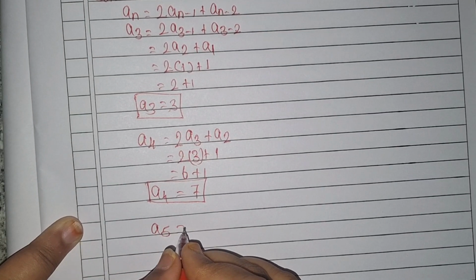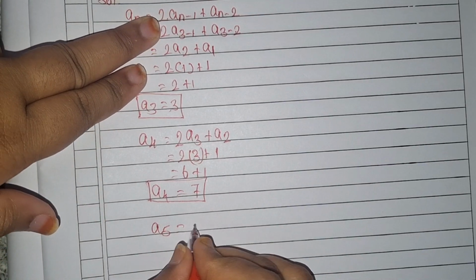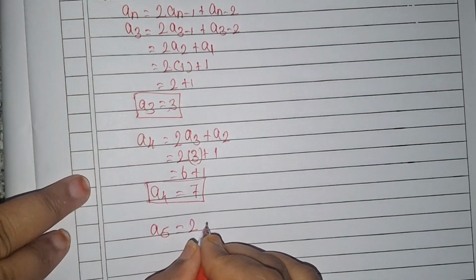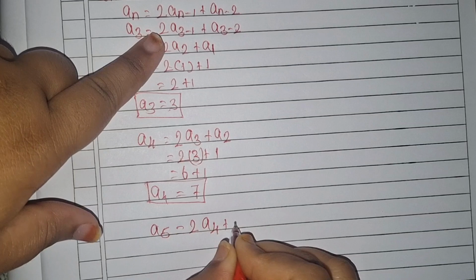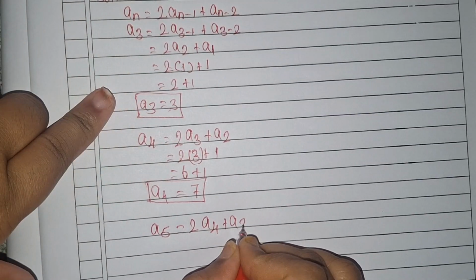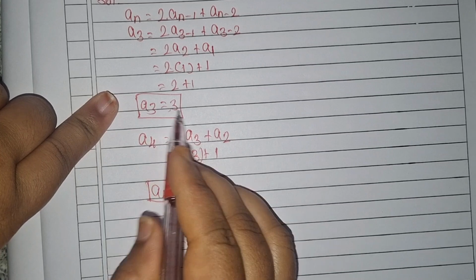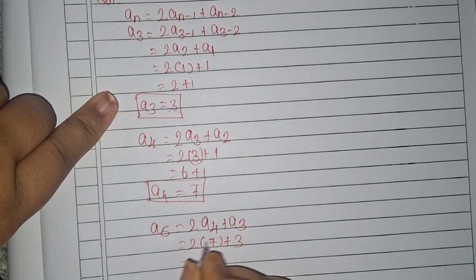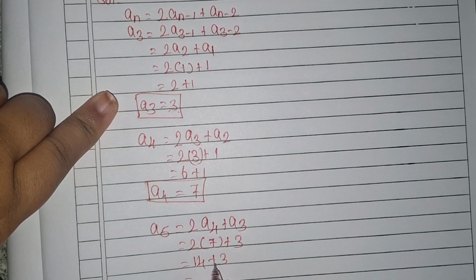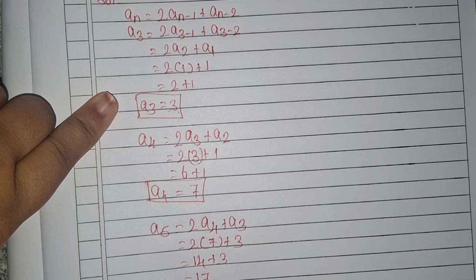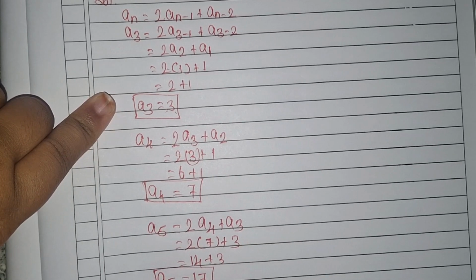Is equal to, apply here. 2 into a 5 minus 1 is 4, a4, plus a 5 minus 2 is 3, a3. 2 into a4 value 7, plus a3 value 3. 7 2s are 14, plus 3. 14 plus 3 is 17. a5 value is 17.